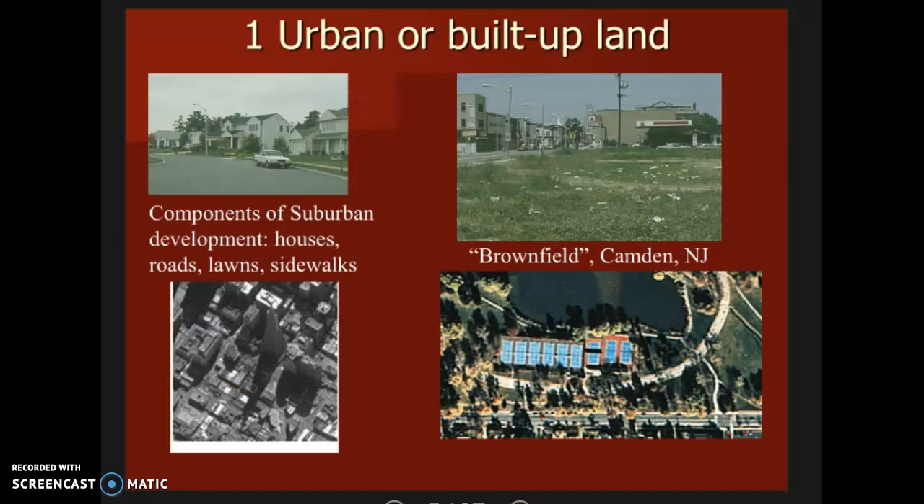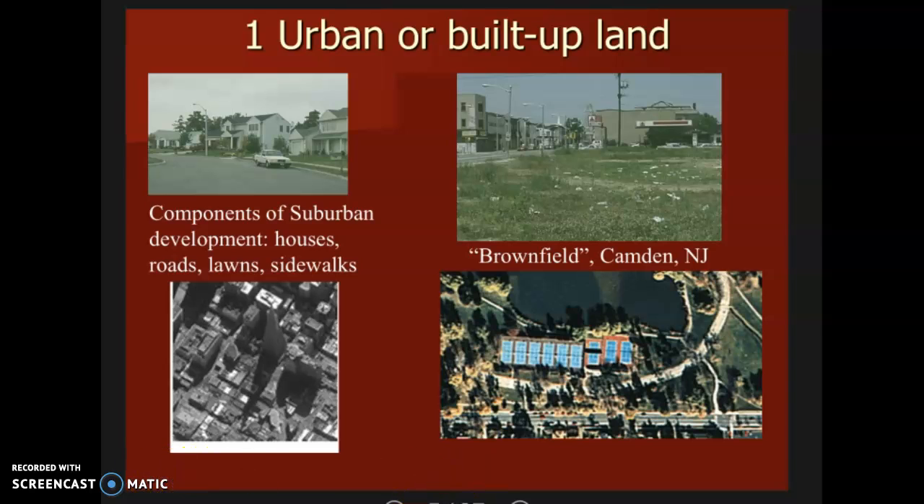Okay, so the general categories are number 1, urban or built up land. This is the level 1 category. It includes any component of urban or suburban development. If that's the dominant structure, it can be anything from a highly densely developed city to a more suburban development that has some green space interspersed. So these are just examples of category 1, level 1 land use, land cover.